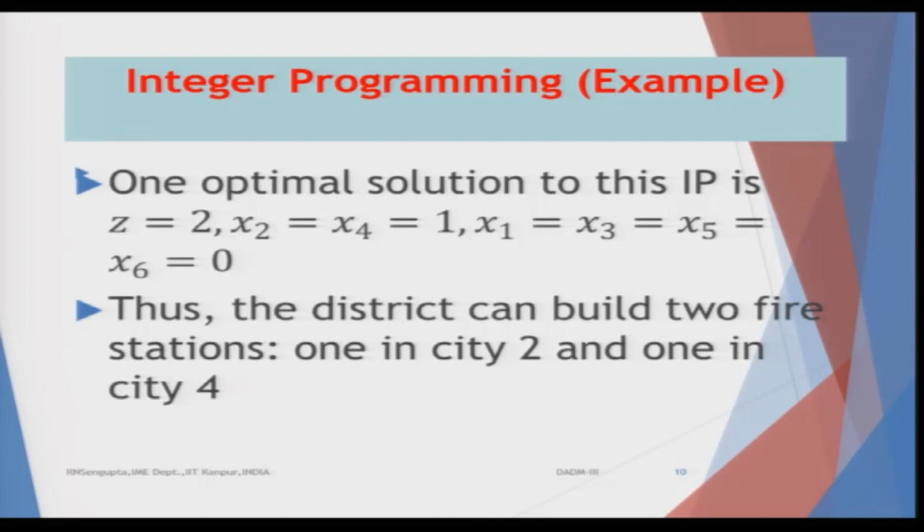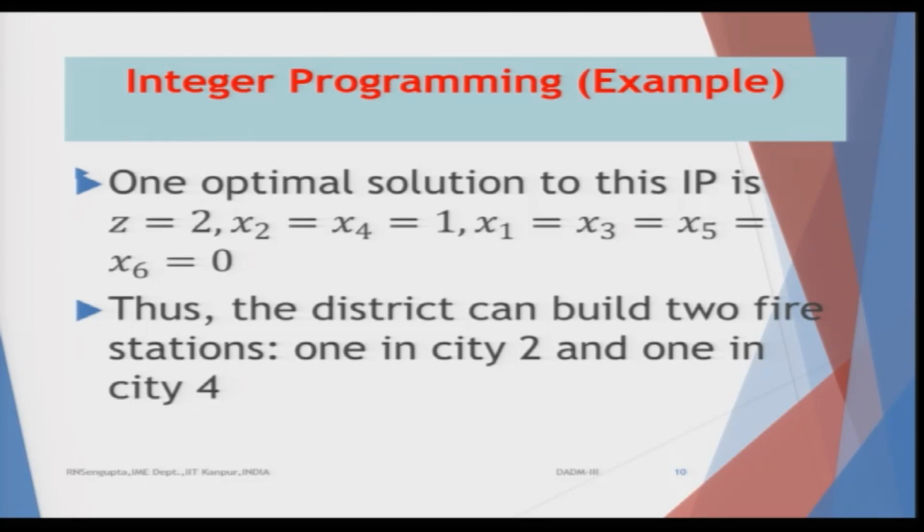Once your optimum solution is solved, you find out that z is 2, and what are the solutions? You do not have any fire station in city 1, you do not have any fire station in city 3 or city 5. Only the fire stations to be built are at city 2 and 4. Hence x2 is equal to x4 is equal to 1, while x1, x3, x5 and x6 are 0. Thus, the district can build 2 fire stations, one in city 2 and one in city 4.